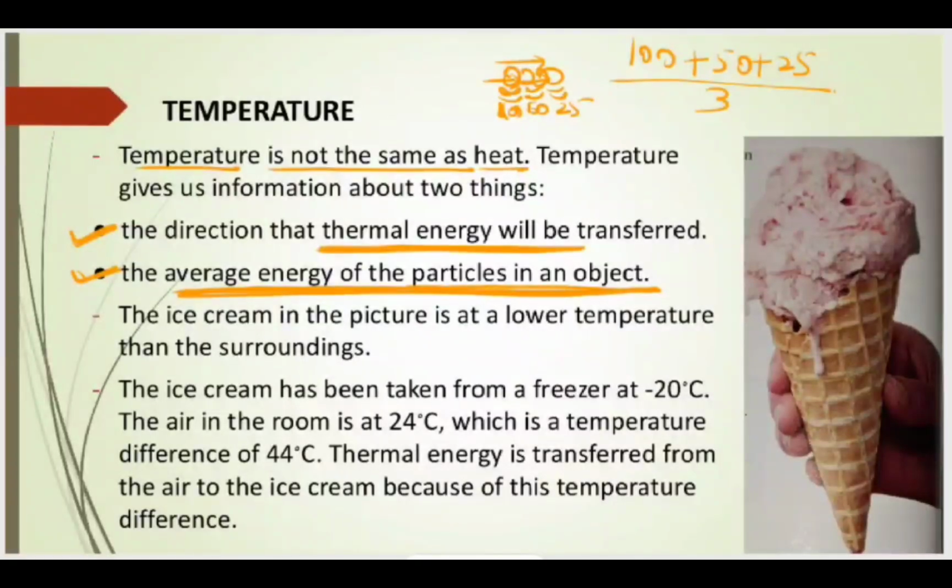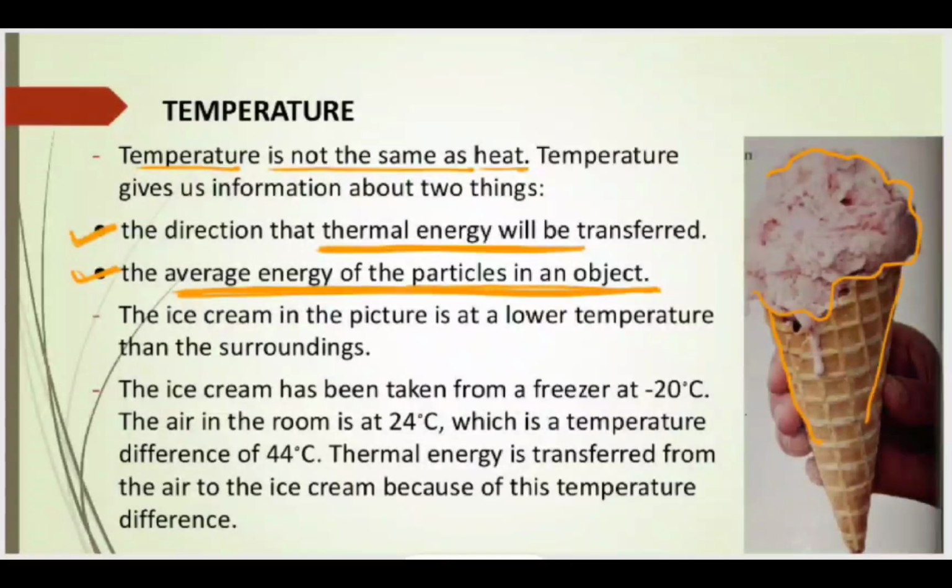Now, we have this ice cream in this picture. Now, children, this ice cream has a low temperature. It was frozen at around minus 20 degrees Celsius. And what is the room temperature? Approximately 24 degrees Celsius.